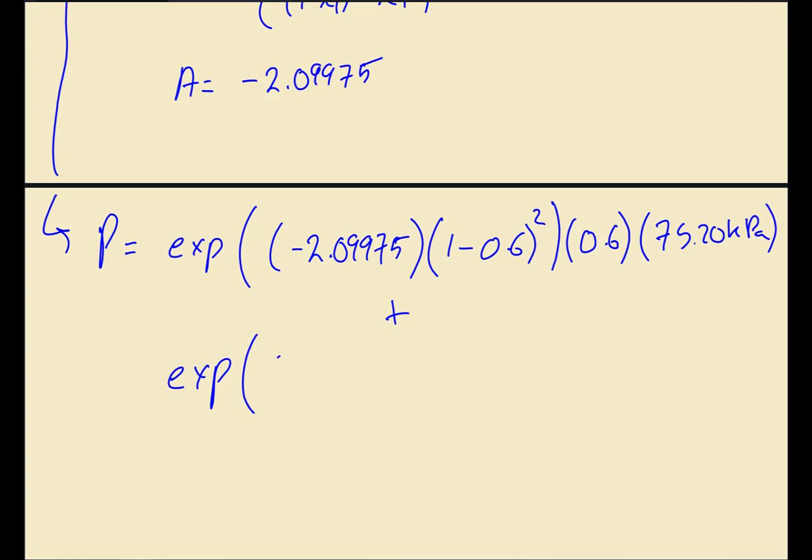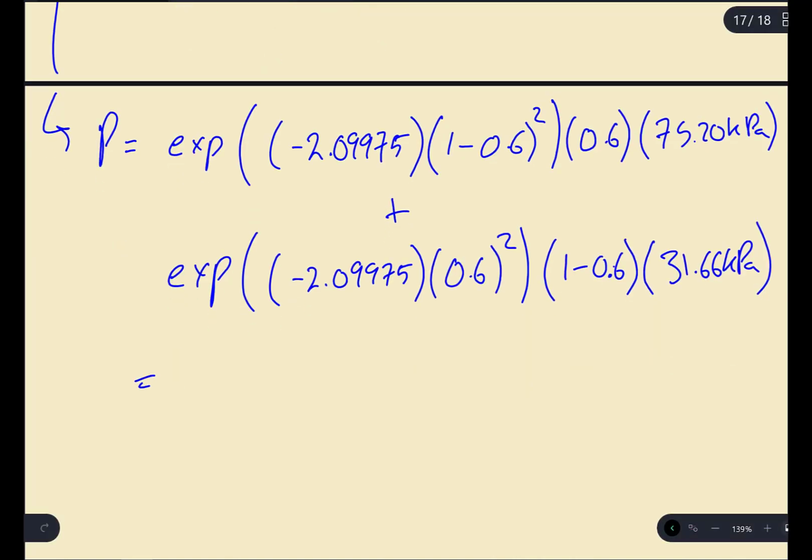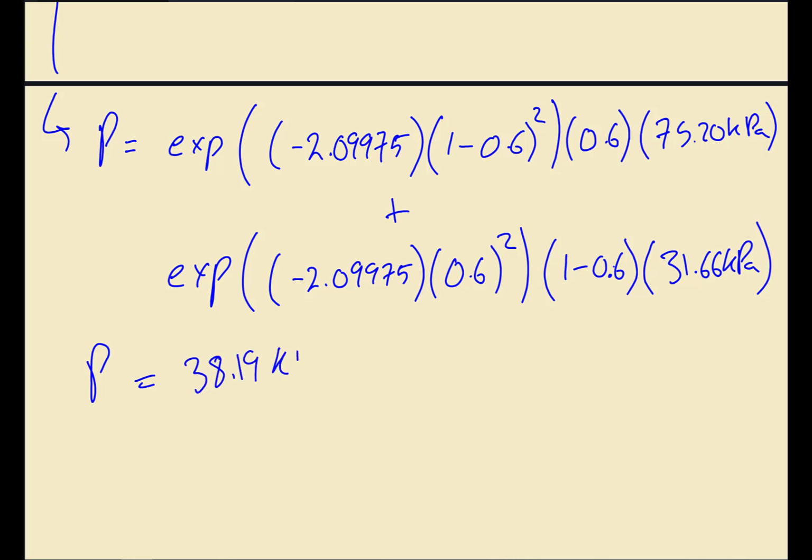So we've got here, again, A, 7.5. Then we have 0.6, which is x1 squared, multiplied by x2, which is 1 minus 0.6. And then multiplied by P2 sat, which is 31.66. You do the math, you find that the pressure is 38.19 kilopascals.